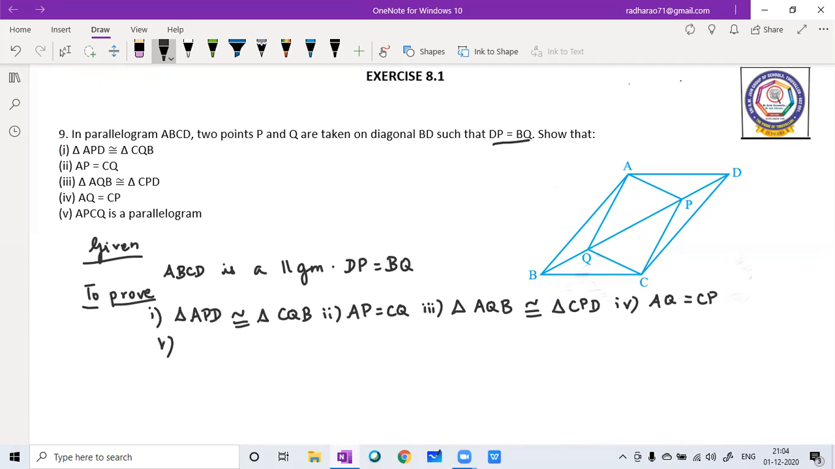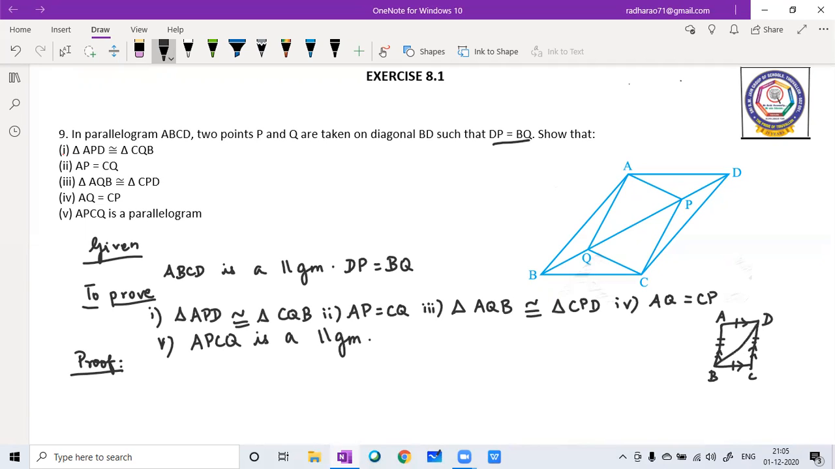And the fifth one is APCQ is a parallelogram. Okay, so what is given? ABCD is a parallelogram and DP is equal to BQ. So we have to prove all this. Before that we have to discuss the parallelogram. In a parallelogram, opposite sides are parallel as well as equal. That is, in parallelogram ABCD, AD and BC are parallel and equal. Similarly, AB and DC are parallel and equal.